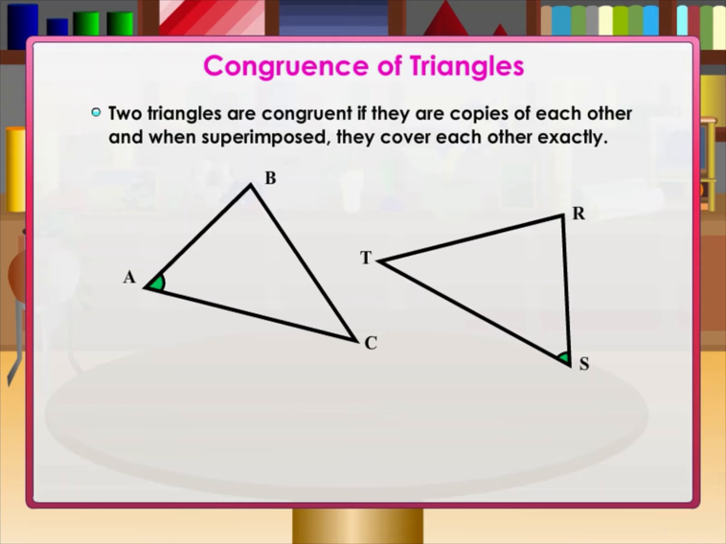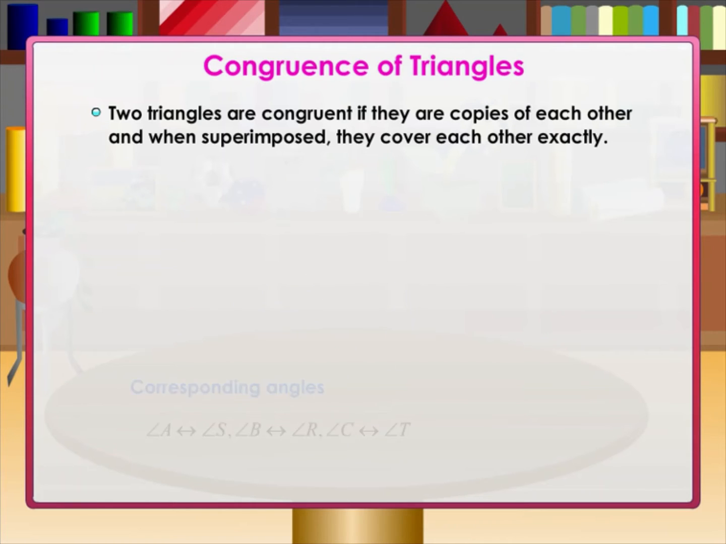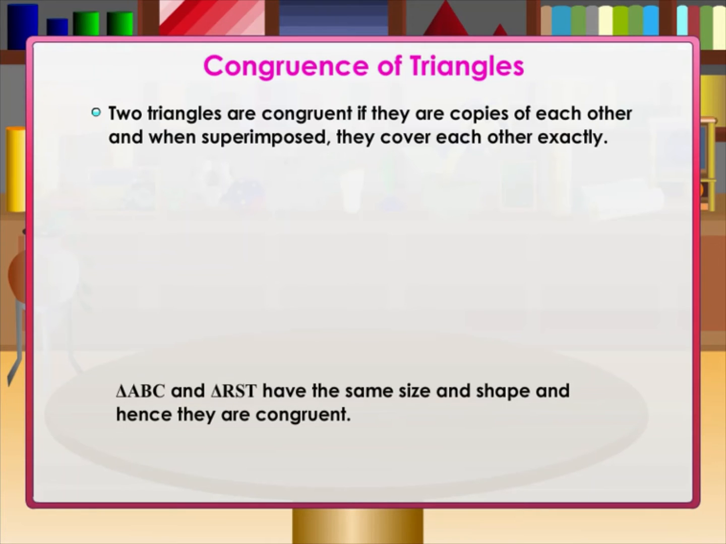The angle A matches with the angle S. The angle B matches with angle R, and the angle C matches with angle T. Triangle ABC and triangle RST have the same size and shape, and hence they are congruent. Therefore, triangle ABC is congruent to triangle RST.